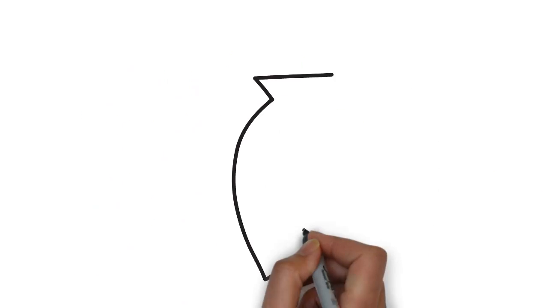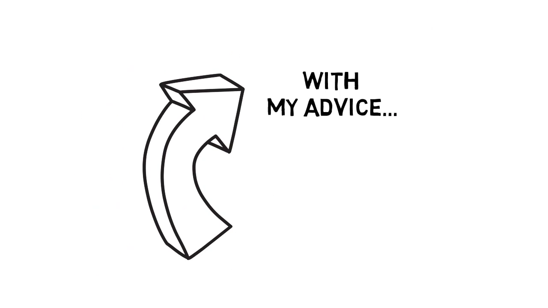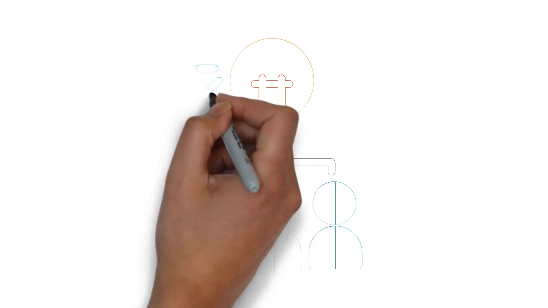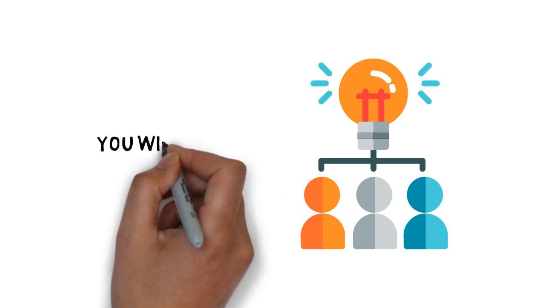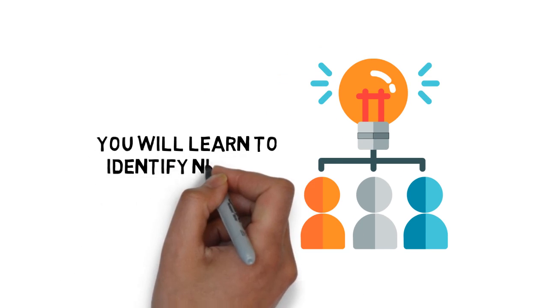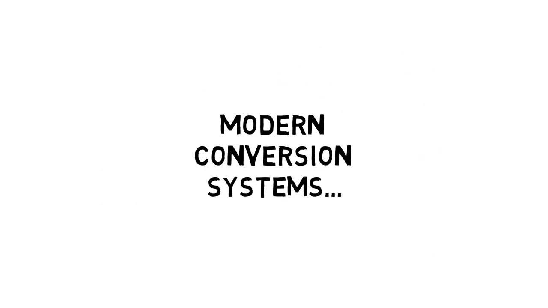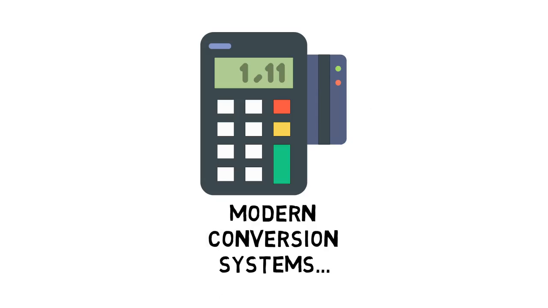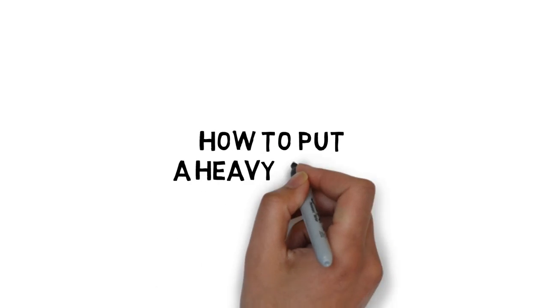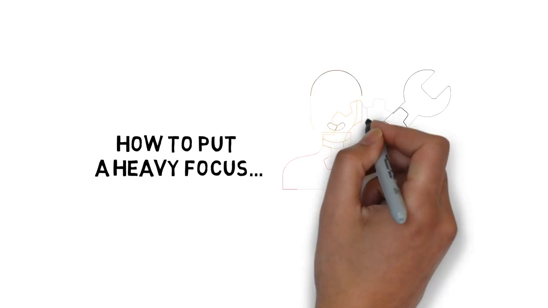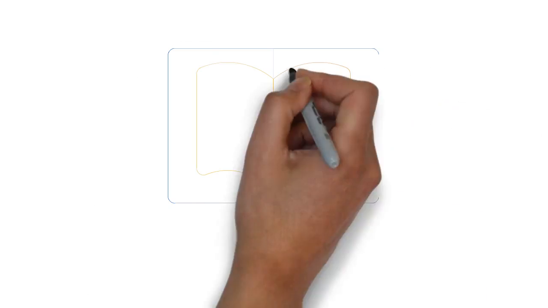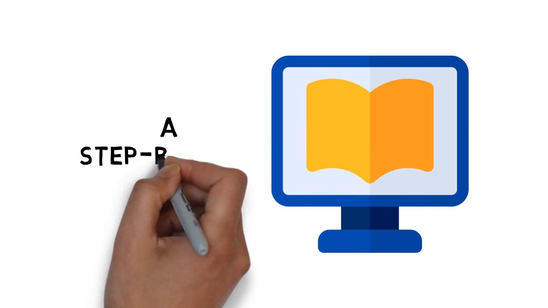Here's where my advice for you comes in. With my advice, you are going to understand the importance of modern affiliate marketing strategies. You will learn to identify niches based on ROI and other crucial factors. You will understand modern conversion systems. You can begin to understand different monetization methods. You're going to learn exactly how to put a heavy focus on the commercial value of your niche. To make it easy, I've put together a step-by-step guide that will show you exactly how it's done.